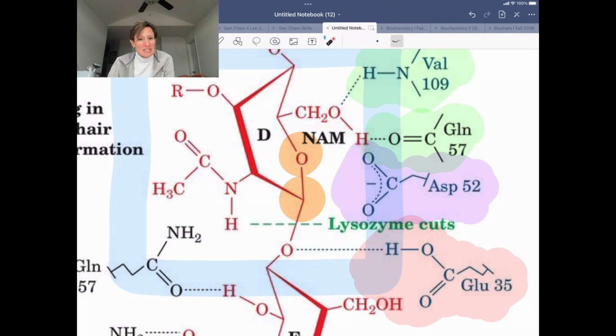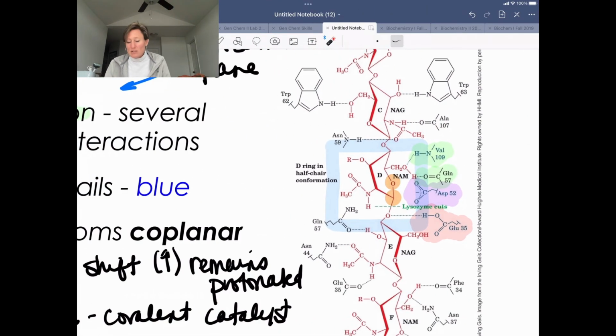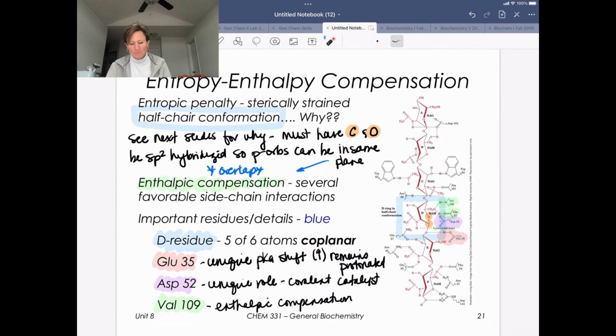So we're going to see that when we look in the enzyme active site. But that's just kind of an interesting story that, as little as 20, 30 years ago, they did not know exactly what was going on. I know a lot with Lysozyme here.